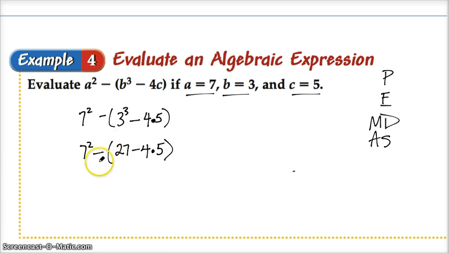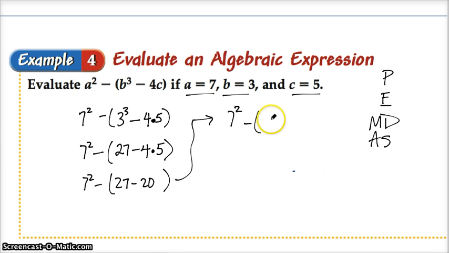At this point, I'm still dealing with what is in the parentheses. So notice I'm just rewriting what's happening there. I'm going to do the multiplication here because that is the next thing on the list. 27 minus 20 is what I get. Now I can deal with the subtraction. So 7 squared minus the quantity 27 minus 20, which is 7.